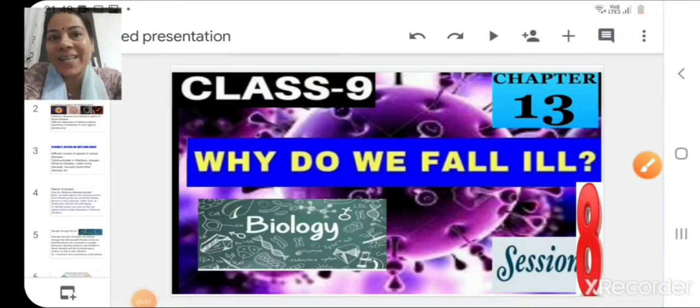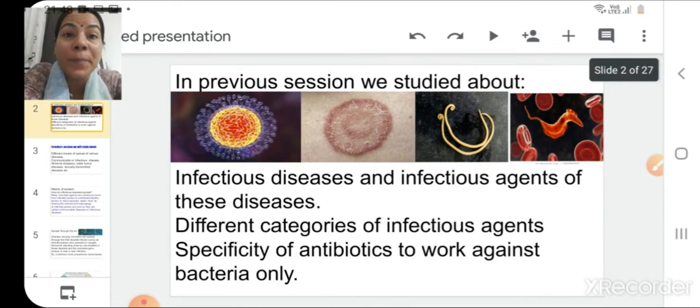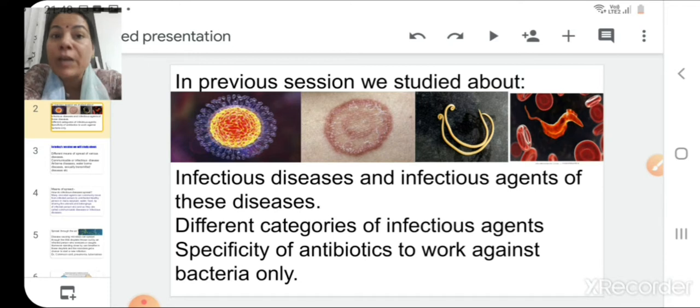Children, to yet another session of chapter number 13, that is, why do we fall ill. So in our previous session we studied about infectious diseases and infectious agents of these diseases. We also learnt about different categories of infectious agents and the specificity of antibiotics to work against bacteria only.